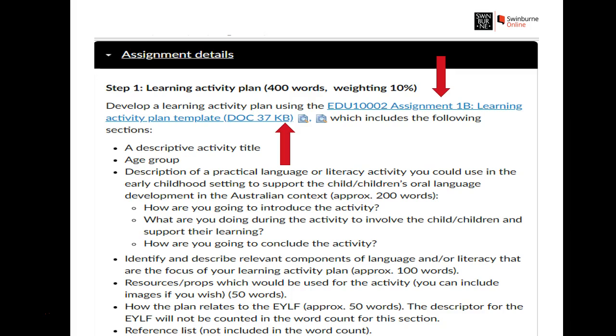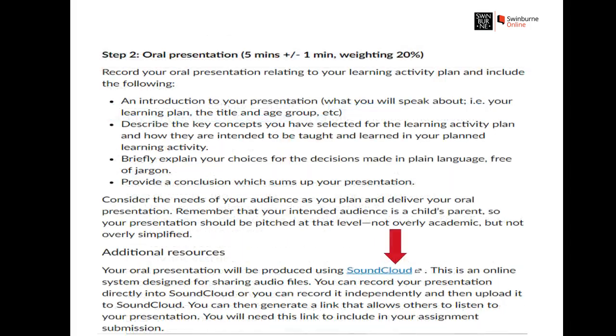So please do that. As you go through the learning plan template, you will see all the different areas that you will need to fill in. There's also a word limit guide that can help you in the different sections. So just make sure that you are following that as you move through, because the word limit is quite tight there. Then you have your oral presentation.